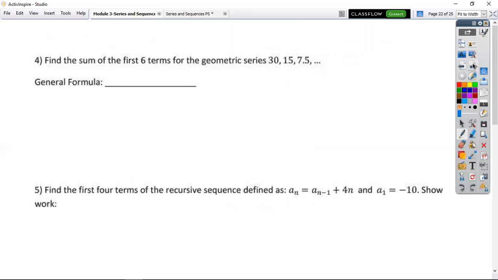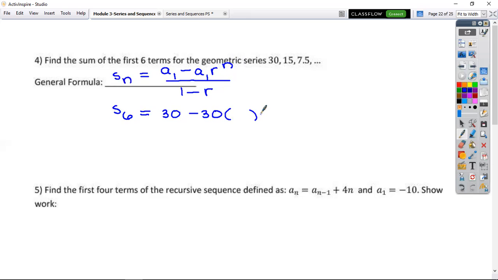So sum is going to be this formula. This one is on your formula sheet. It's S sub n equals a sub 1 minus a sub 1 times r to the n, divided by 1 minus r. So I'm going to do the sum of the first 6 terms, and that is equal to 30 minus 30. And now what is your ratio? Because you can't say divide by 2. 1/2. Good. So times 0.5. And then to the 6th power over 1 minus 0.5.